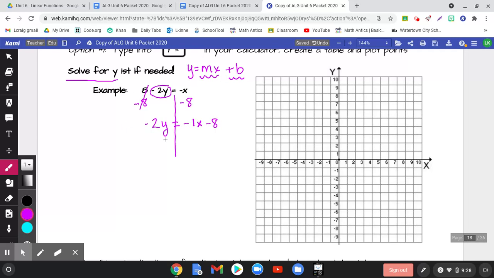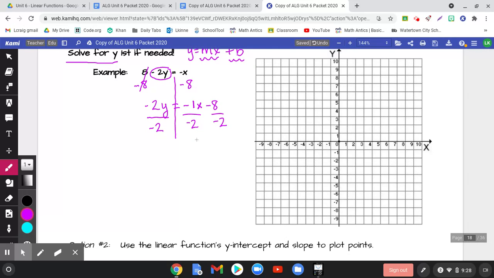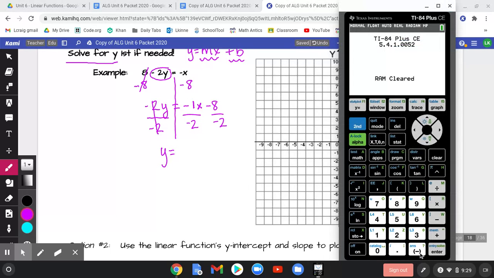Now, y isn't quite by itself, so we still have a little bit of work to do. I'm going to divide both sides by negative 2. Everything gets divided. And use your calculator if you need to. I know negatives can get a little tricky. So negative 2y divided by negative 2 is just plain old y equals, which means we're done after this step. Right here, a negative divided by a negative is positive, but you can easily check in your calculator. Negative 1 divided by negative 2. I want to leave it as a fraction though. Math, enter, enter. 1/2.